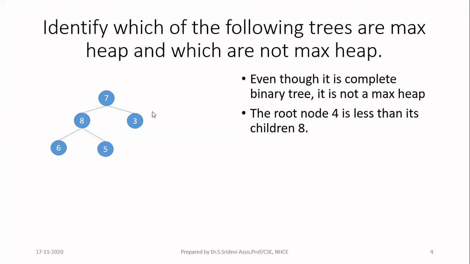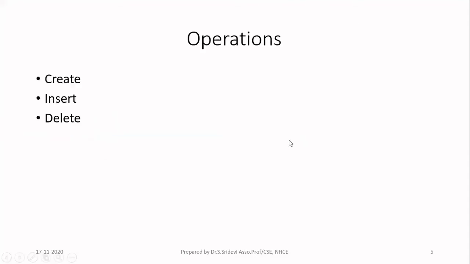So now the answer is even though it is a complete binary tree, it is not a max heap because the root node 7 is less than its children, that is, one of its children, 8. So it is not a max heap. So now you know what is a max heap. Similarly, you can check for the min heap also. The only difference is instead of checking whether it is greater, we have to check whether it is less.